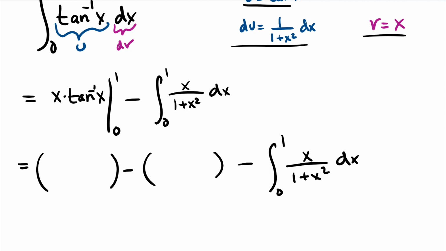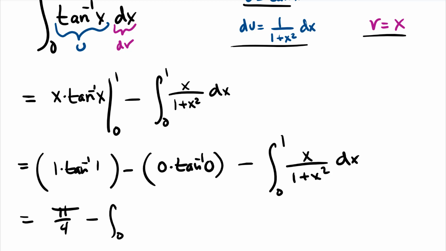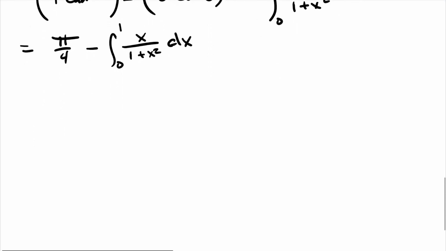All right, so we need to plug in 1. So we get 1 times inverse tangent of 1, minus 0 times inverse tangent of 0. So 1 times inverse tangent of 1, that's clearly pi over 4. We all know that. 0 times inverse tangent of 0, that's 0 times 0, so that's just 0. So we end up with pi over 4 minus the integral from 0 to 1 of x over 1 plus x squared dx. Well, the by parts is done.